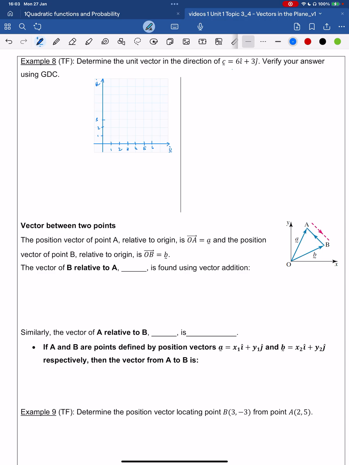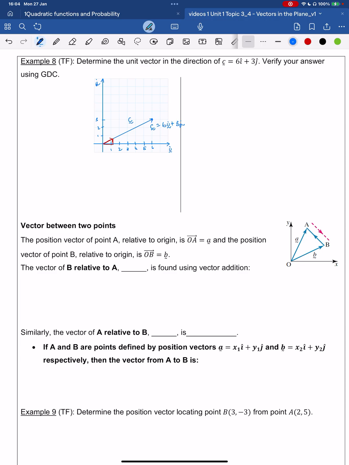We've got this vector c, which is 6i plus 3j. That is vector c. That's easy enough. Now the unit vector in that direction is going to be some vector somewhere over here, which has a magnitude of 1. So notice it's going to have some distance along the i-axis and some distance along the j-axis, and we need to figure out what that is.